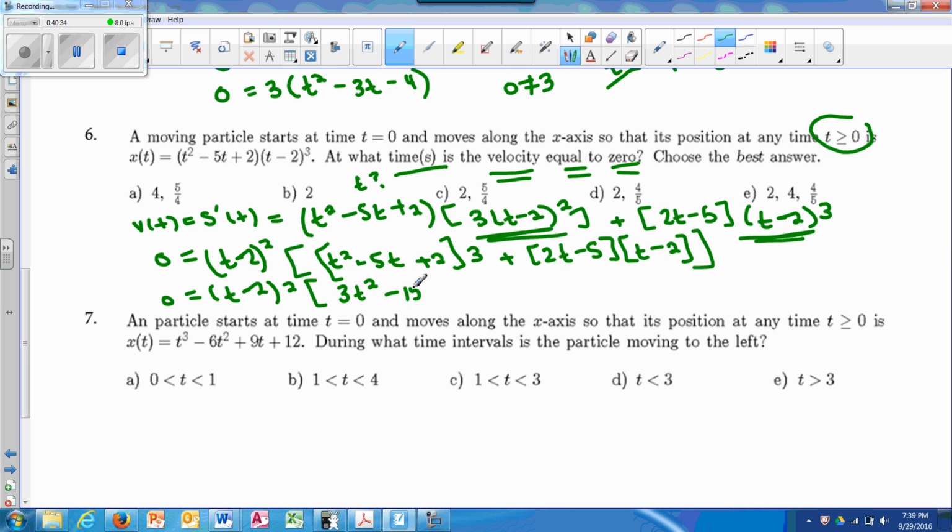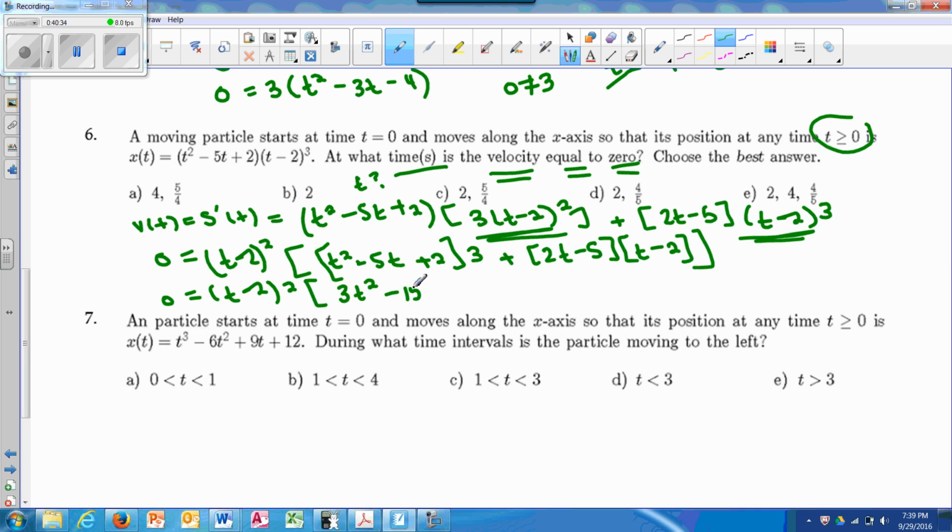Now, we need to be able to set this equal to 0. That means we have to use the GCF again. So if I'm looking at these, I have a GCF in these terms. I can factor out t minus 2 to the second power. That leaves me with t squared minus 5t plus 2 being multiplied by just 3, plus it leaves me with a 2t minus 5 being multiplied by a t minus 2, because remember we only factored out 2 of them, not all 3.